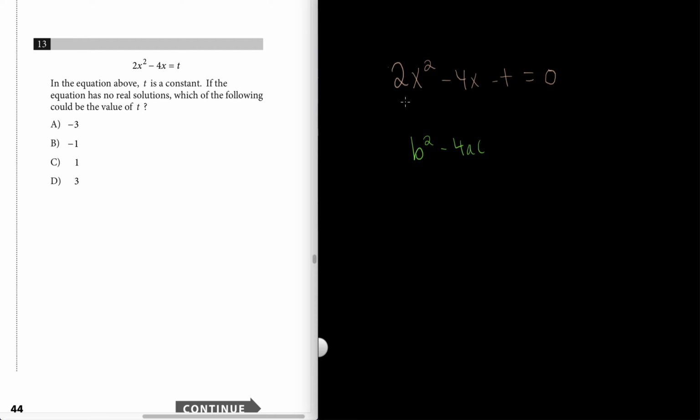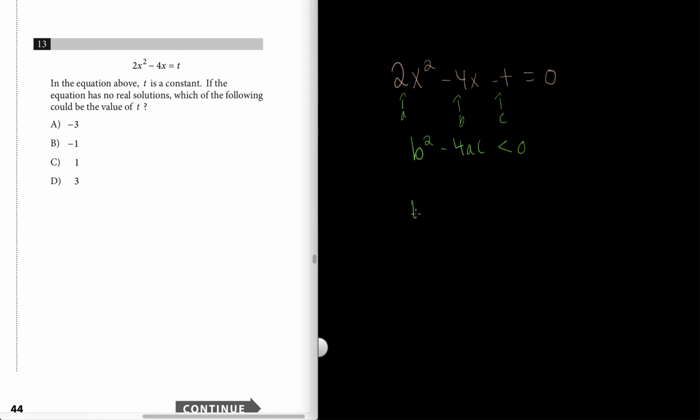So we know that 2 is a, because it's ax squared plus bx plus c. Negative 4 is b, and t is c. So we have to plug this in, and we know that b squared minus 4ac has to be less than 0 for us to have no real solutions. Again, there's a video where I go into detail on this, so if you want to watch that, I think that will help. So let's plug in the values that we have.